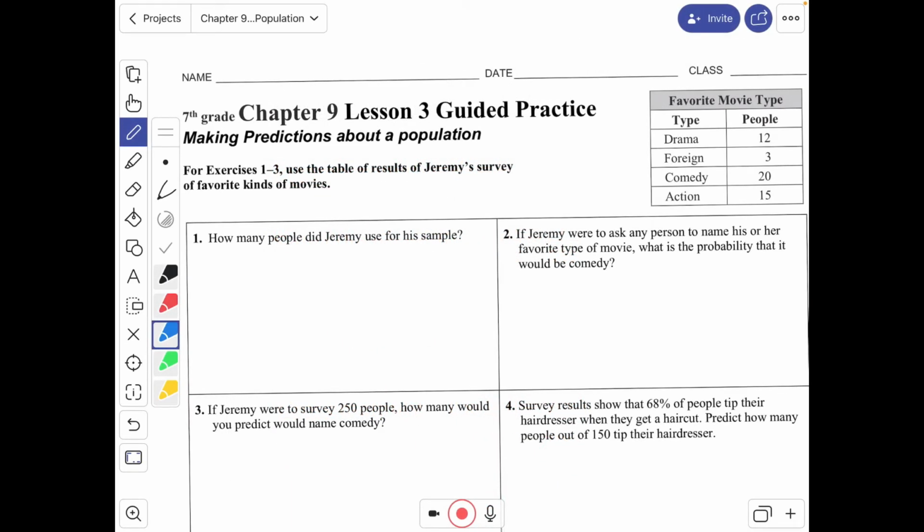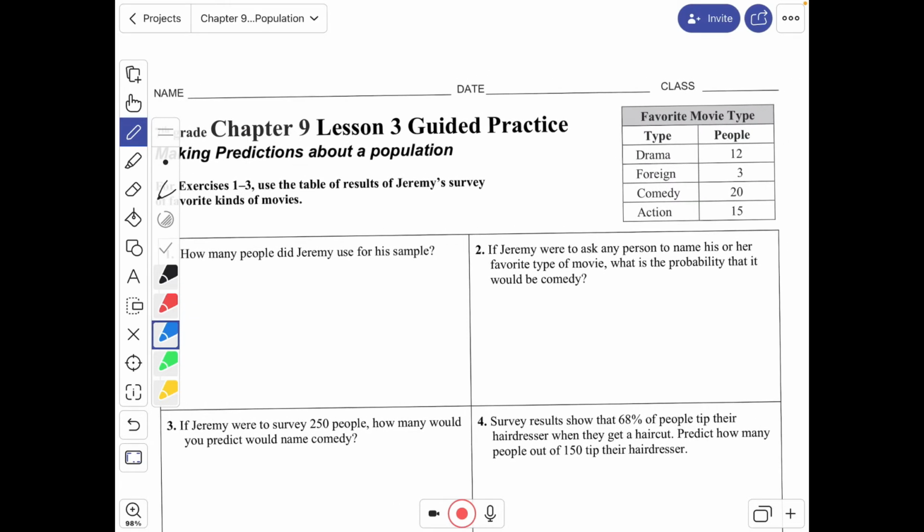Okay, let's look at an extra example. On the guided practice, there's an example about a survey that Jeremy took of his favorite movies. So he asked several people what their favorite movies are. This first question is very important. It says, how many people did Jeremy use for his sample?